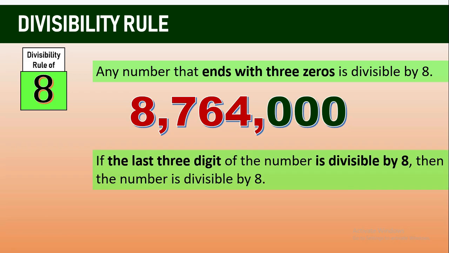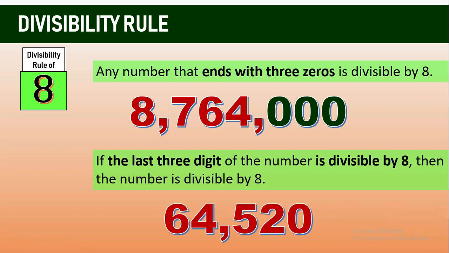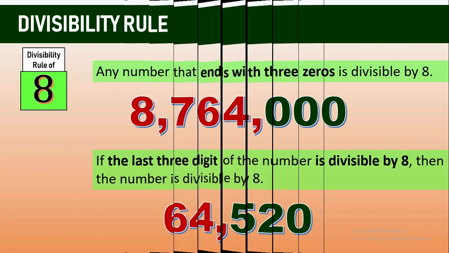Next rule is, if the last 3 digits of the number are divisible by 8, then the number is divisible by 8. So, parang sa 4 din. Ang titingnan mo lang dito ay the last 3 digits. Kung kanina ay the last 2 digits, ngayon the last 3 digits. For example, 64,520. So, the last 3 digits are 520. The problem here is, hindi natin kayang i-skip count yung 520. Masyado na siyang malaki. So, ang gagawin natin ay, gagamitan natin siya ng long division.